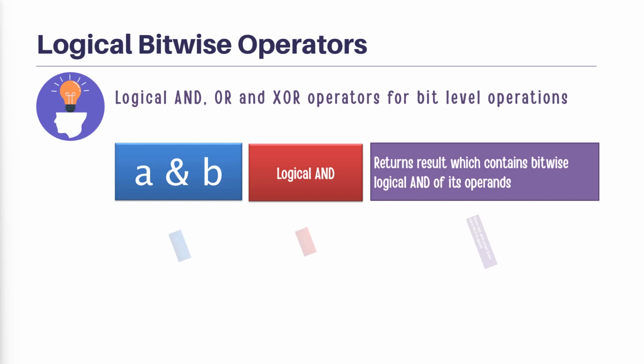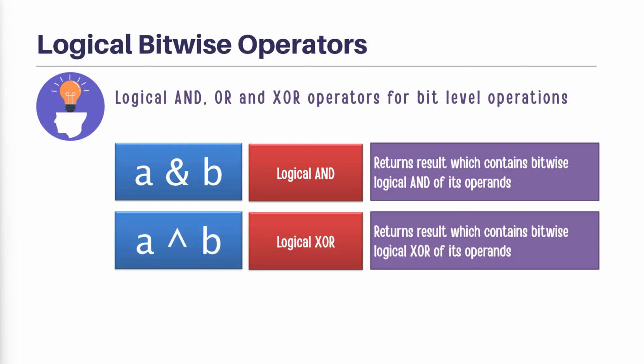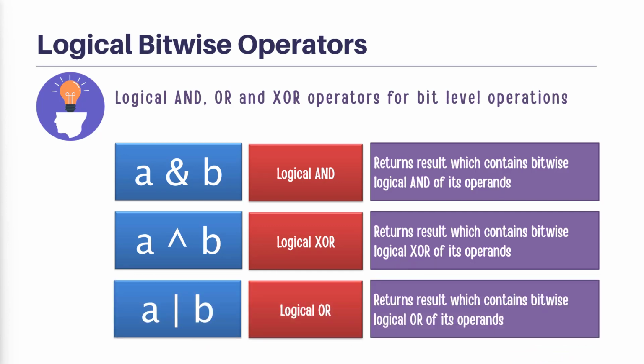The logical XOR operator is also a binary operator. It needs 2 integral values. It returns the result which is bitwise logical XOR of the bits from its operands. If at any given position the bits from both operators are not matching, then the resulting bit is set to 1. Otherwise, the resulting bit is set to 0. And finally, the logical OR operator returns the result which is bitwise logical OR of the bits from its operands. So if at any given position, any of the operands has a bit which is set to 1, then the result will contain 1 at that particular position.